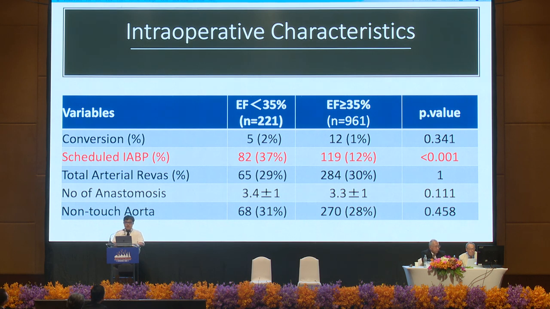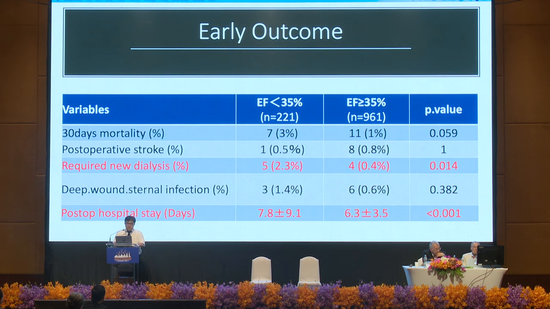What about intraoperative characteristics? Conversion rate is not different. Arterial revascularization and the number of anastomoses, about 3.4 between the groups, are not different. Non-touch aorta is not different. The only one that is different is the schedule for IABP. In the low ejection fraction group, we put in the balloon pump significantly more. What about the outcome? 30-day mortality is not different. Post-op stroke is not different. Wound infection is not different. Only dialysis is higher in the low EF group, and the hospital stay is longer.